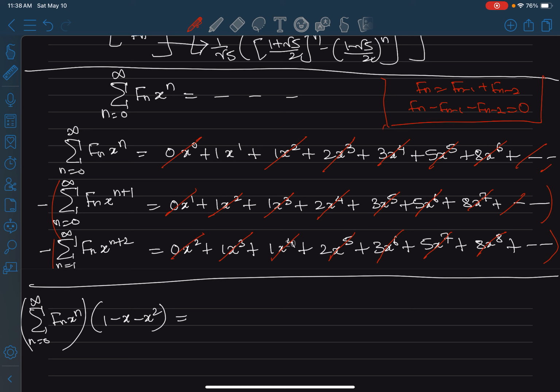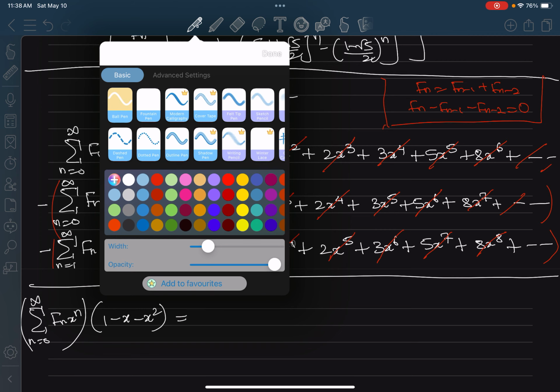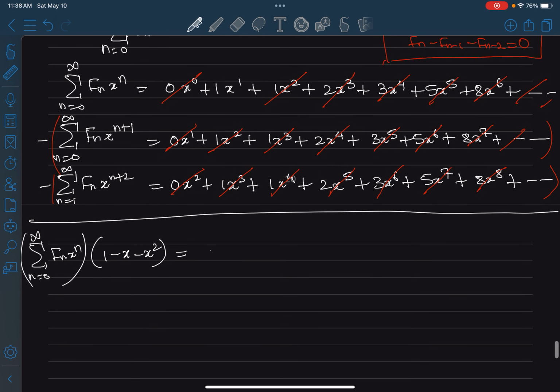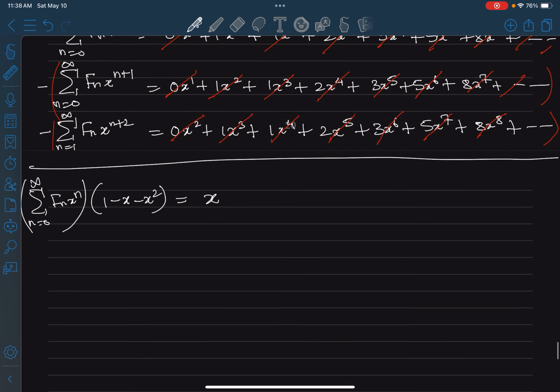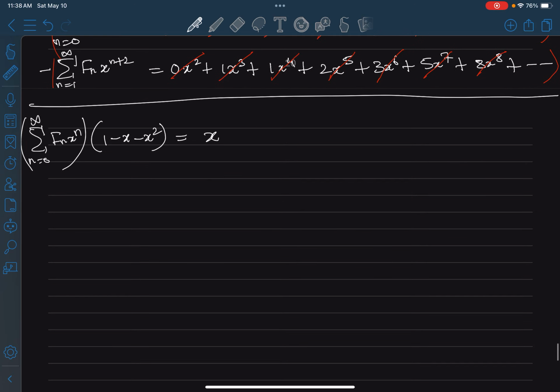So what's left is just x. From here, we finally have the generating function for Fibonacci numbers: the sum of fn x to the power n is just x by (1 minus x minus x squared).